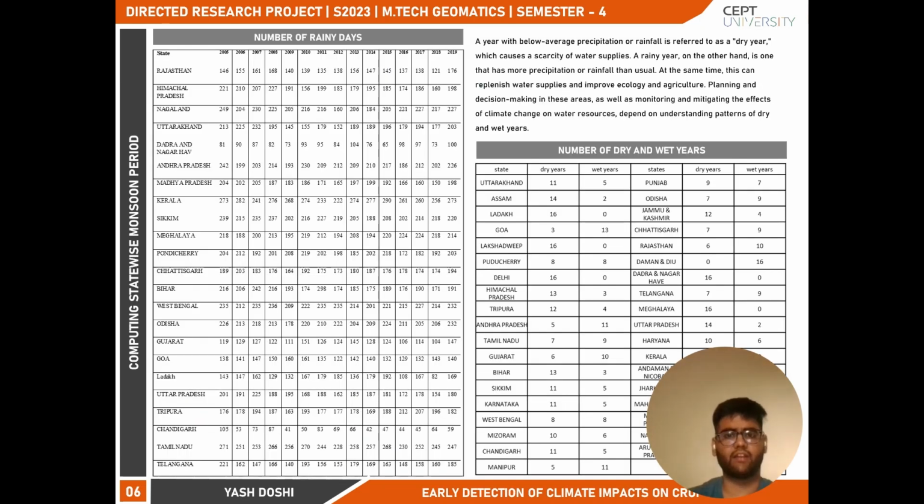As we know, the number of rainy days and dry and wet years also impact the crop yield. Because of scarcity of water supply, a wet year, on the other hand, with more precipitation or rainfall than usual, will increase crop yield. But if the rainfall is less, it can impact the crop yield. So here, the number of rainy days of each year has been calculated, and the number of dry and wet years from 2005 to 2020 for each state of India has been calculated.